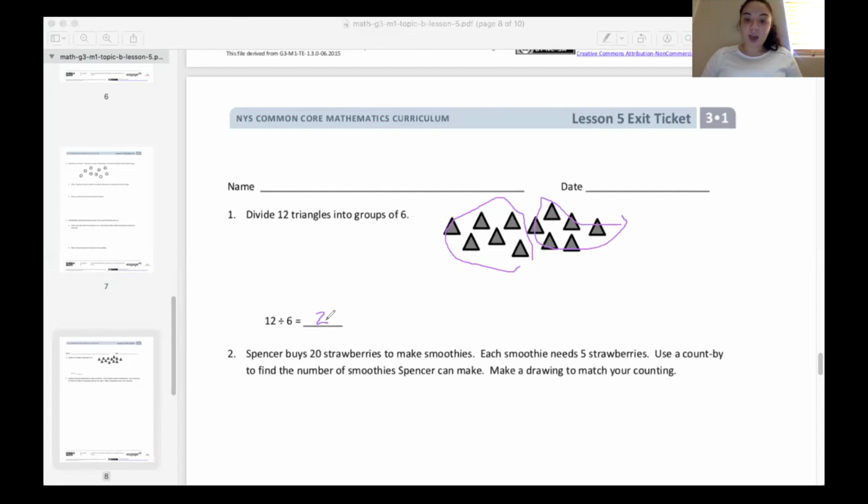So Spencer buys 20 strawberries to make smoothies. Each smoothie needs 5 strawberries. Use a count by to find the number of smoothies Spencer can make. Make a drawing to match your counting. So again, we're going to be skip counting. I'm going to use my red hearts to represent the strawberries. And each one gets 5 strawberries. So I'm going to count by 5s until I reach 20.